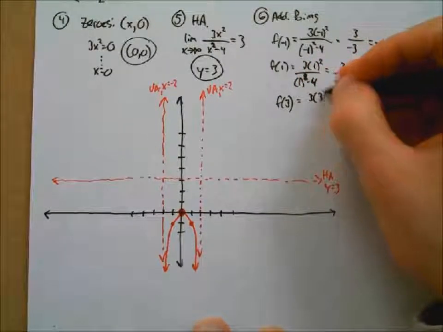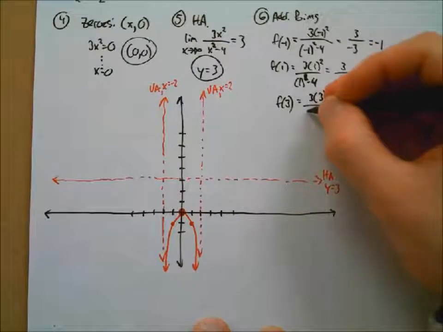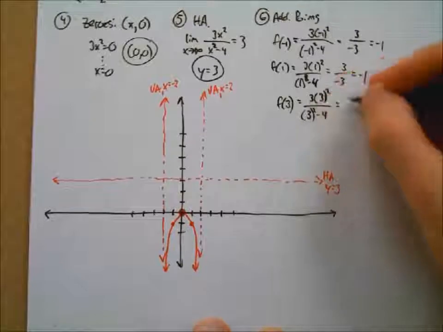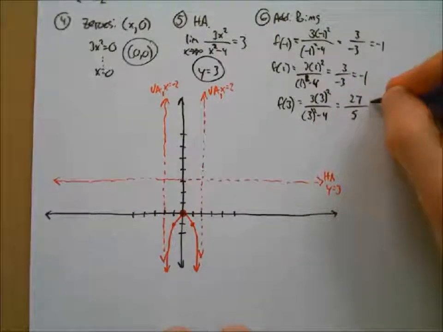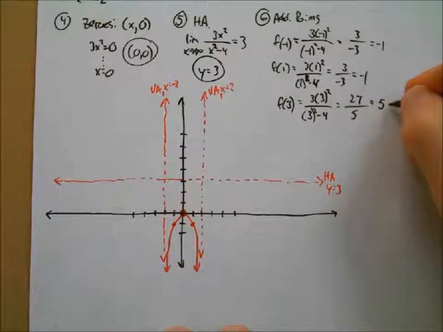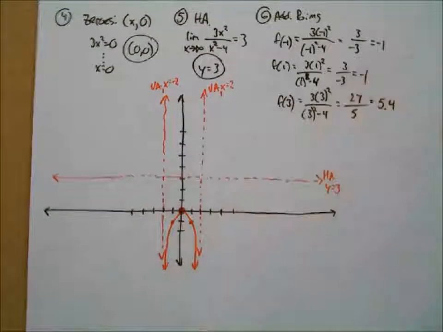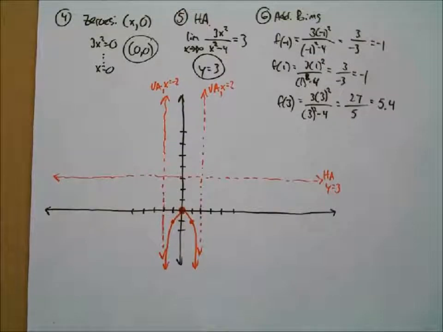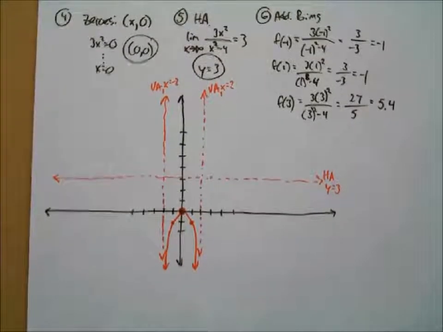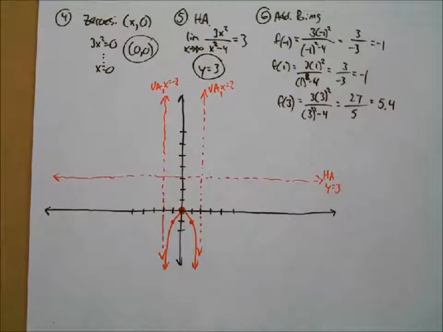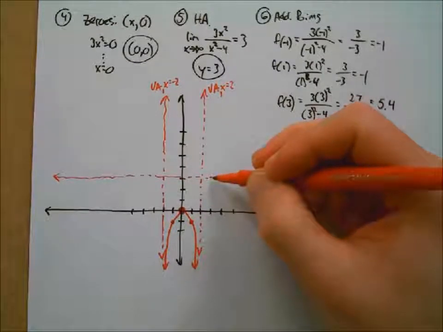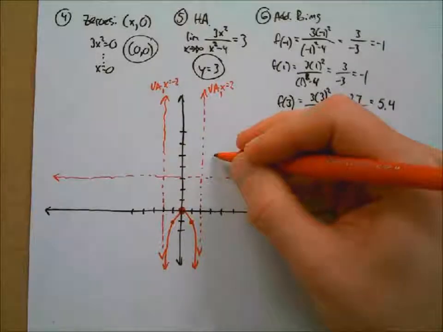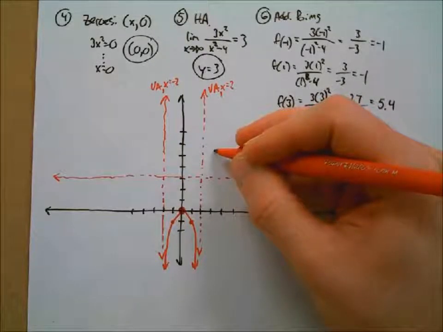So 3 times 3 squared over 3 squared minus 4. And so, goodness, 27. Well, hopefully this is going to be okay. 9 minus 4 is 5. So 27 fifths, which is 5 and 2 fifths, so 5.4. Yeah? Okay. So 3 comma 5.4. That's not too bad. So 1, 2, 3, 1, 2, 3, 4, 5, 0.4. So it's not quite a half. So something like that.